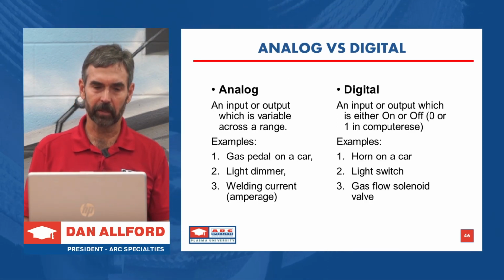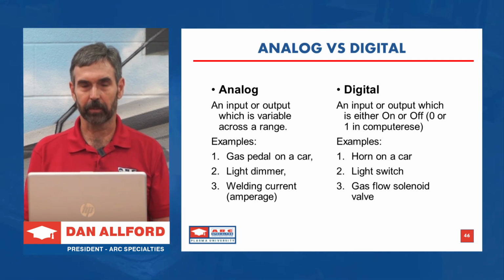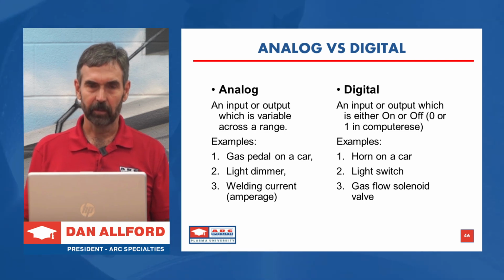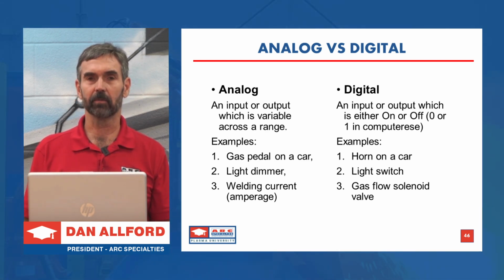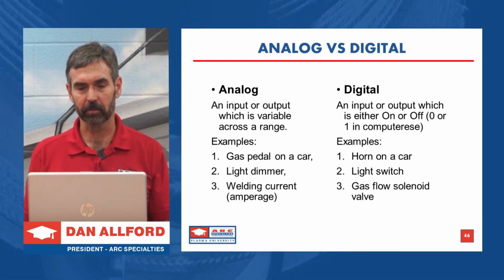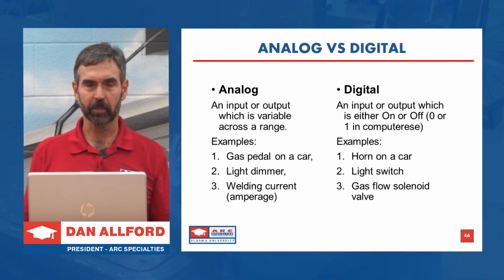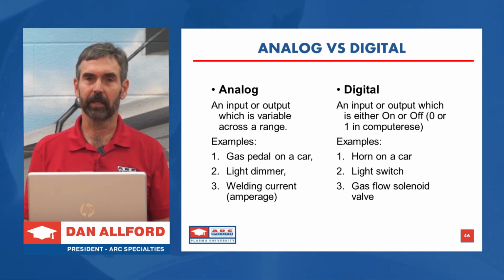Analog is an input or an output, which is a variable across a range. For example, you could have the gas pedal on a car, that's 0 to full throttle. You can have a light dimmer, which is off to full brightness. You can have welding current on a welder, which is amperage, between 0 and whatever the limit of your welder is. Typically in plasma, maybe 300 amps. So if you need to be able to control something specifically, you need analog control.